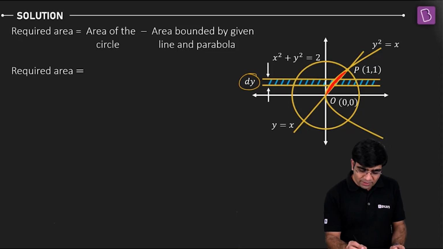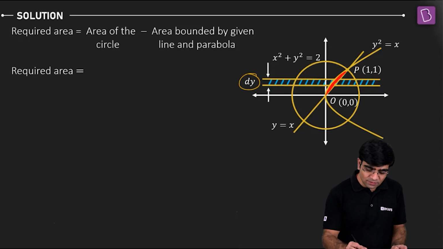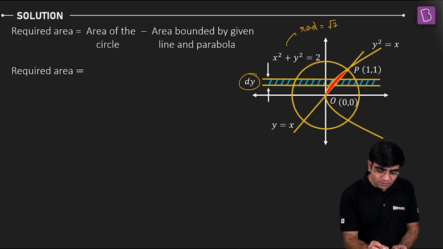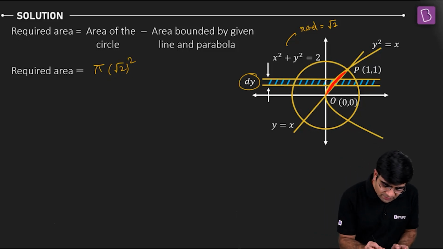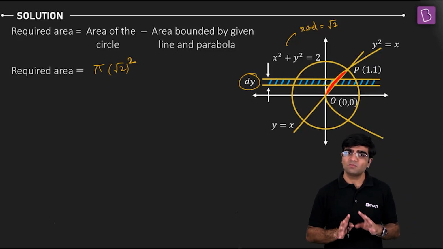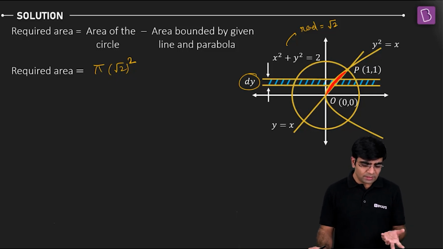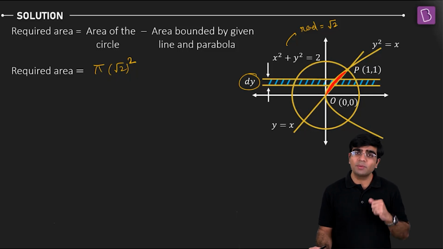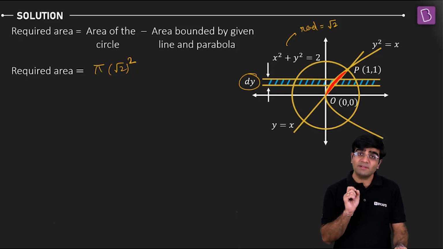The area of the circle is pretty simple. The equation of the circle is x square plus y square equal to 2. So the radius of the circle is root 2. So what is the area of the circle? That is pi into root 2 whole square, which is simply 2 pi. Very simple. So we have radius as root 2, the area is pi r square, which is 2 pi. Makes sense.